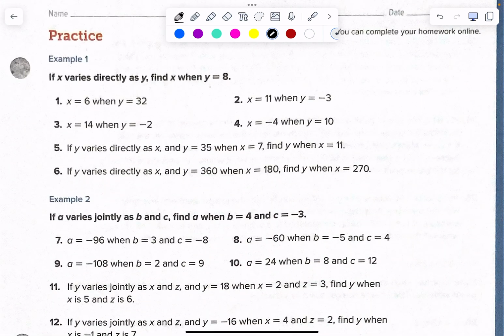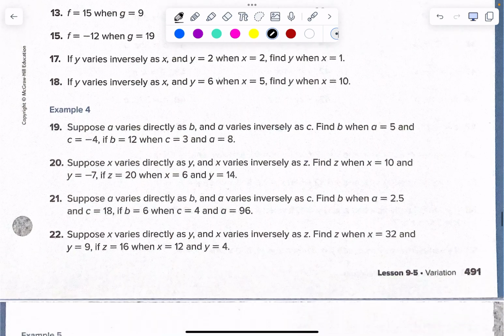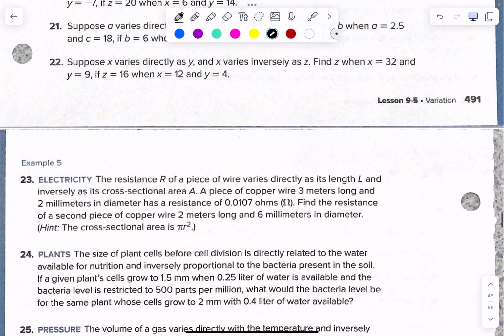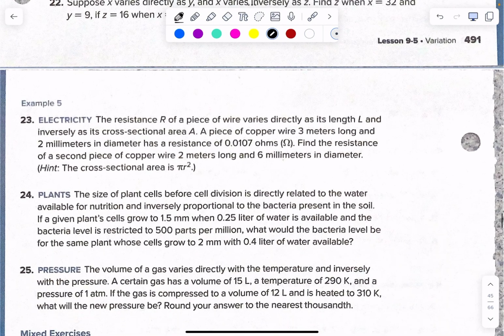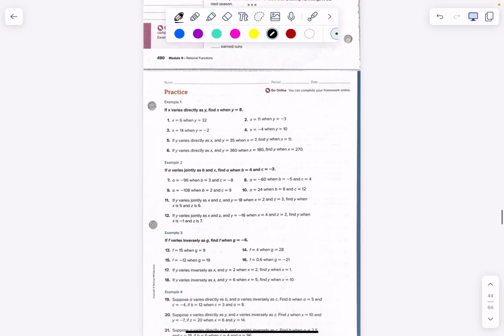We have less than 5 minutes. Give us our homework. Jointly, inversely. No story problems, please. How about we do one together in class tomorrow? We'll make you do one story problem.